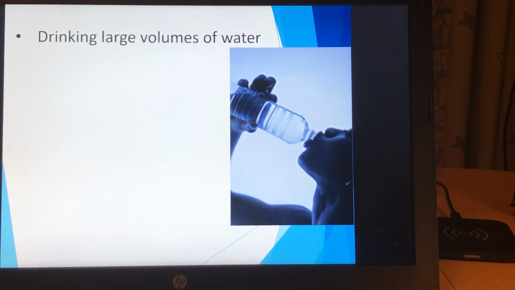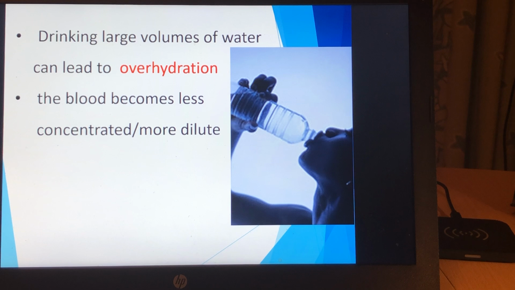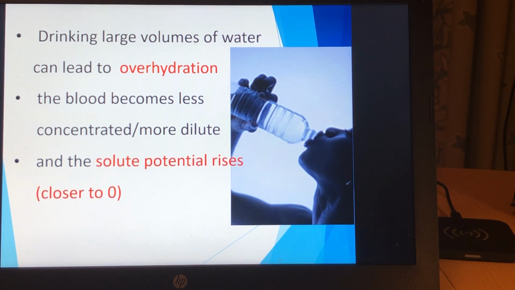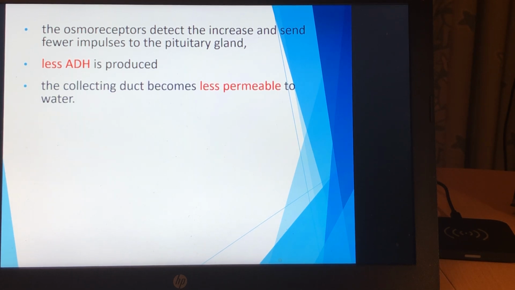So, what about the opposite? So you've probably noticed, maybe you're out at somebody's house and you're drinking lots of water or orange juice or something like that, Coca-Cola. Drinking large volumes of water, you normally end up having to go to the toilet a lot. So if you drink excessively, you can actually become overhydrated. So drinking too much water is going to dilute your blood. And so the solute potential of your blood this time is going to rise. It's going to get closer to 0. So yes, that's going to be detected by the osmoreceptors in the hypothalamus. They will send a message to the posterior lobe of the pituitary gland, but this time less ADH is produced. So that means the collecting duct becomes less permeable to water.